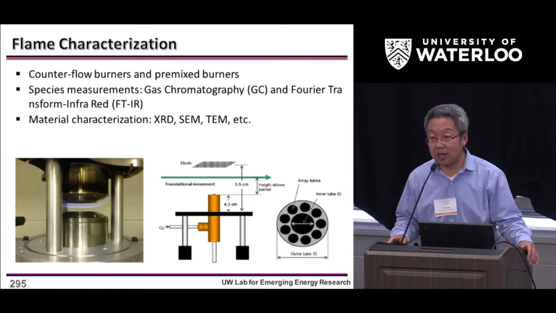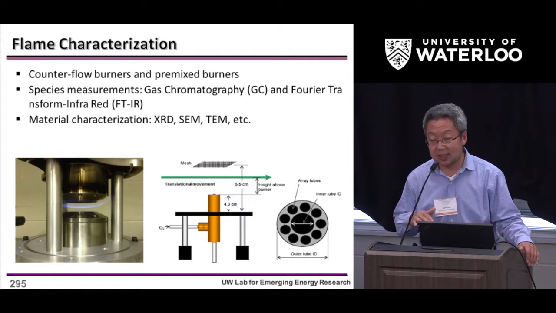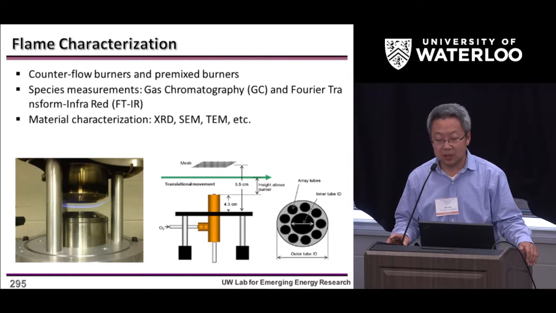So here is my facility. I have a counter-flow flame burner. You can see that very beautiful single sheet of flame. There you have the freedom to measure the emissions at each location. We use GC and FTIR in order to identify the species and greenhouse gases. And we also use some material analytical chemistry methods in order to look at the nanoparticles and particulate matter produced from the combustion.